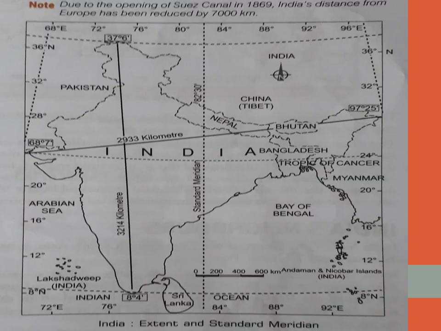Now there is a picture of the map of India. Here it is showing the kilometers of the east-west land mass. Degrees are mentioned, and you have to draw it in your notebook.